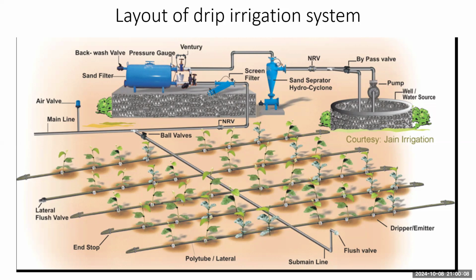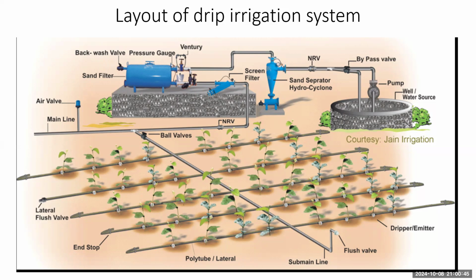and the main line supplies water to a number of sublines. These sublines regulate the water to the laterals. In the figure, we can see clearly the main line, the submain line, and the laterals. Such a network of pipes is laid based on what kind of crop is there, and what the distance between two plants is. Based on these things, this network of pipelines is laid.